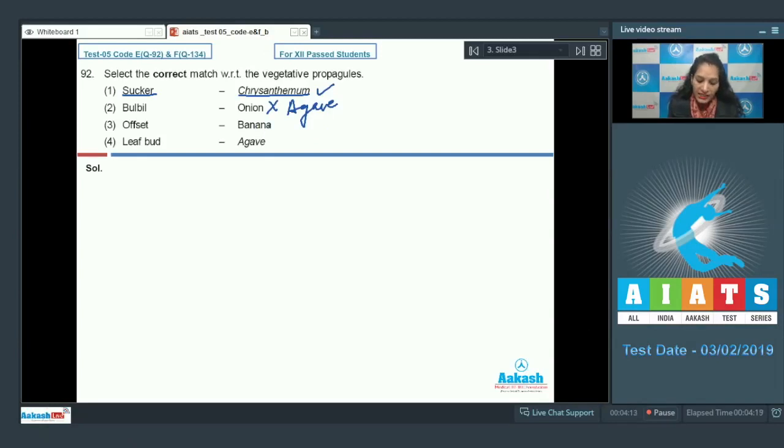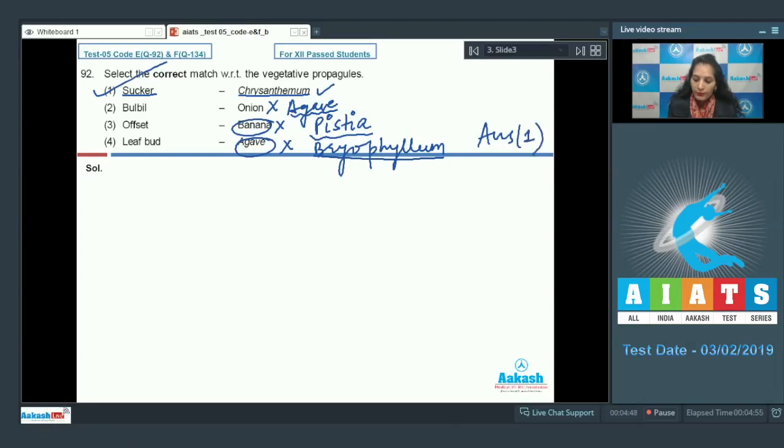Third one, offset is seen in banana. No, offset is mostly seen in aquatic plants such as Pistia and Eichhornia. Next, leaf bud is seen in agave. No, leaf bud is seen in Bryophyllum. So the correct option for the given question is option number 1. Let's move on to the next question.